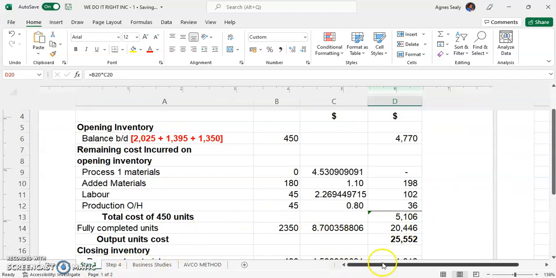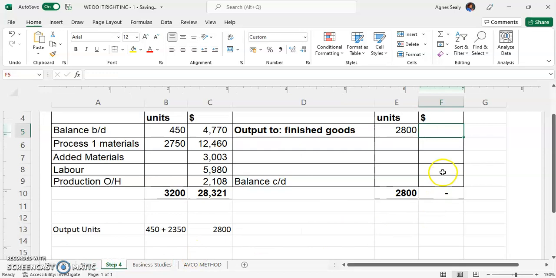You're going to pick it up right here. The value of our 2,800 units, which is this 450 plus the 2,350 here, is $25,552. So I'm going to put that right there.